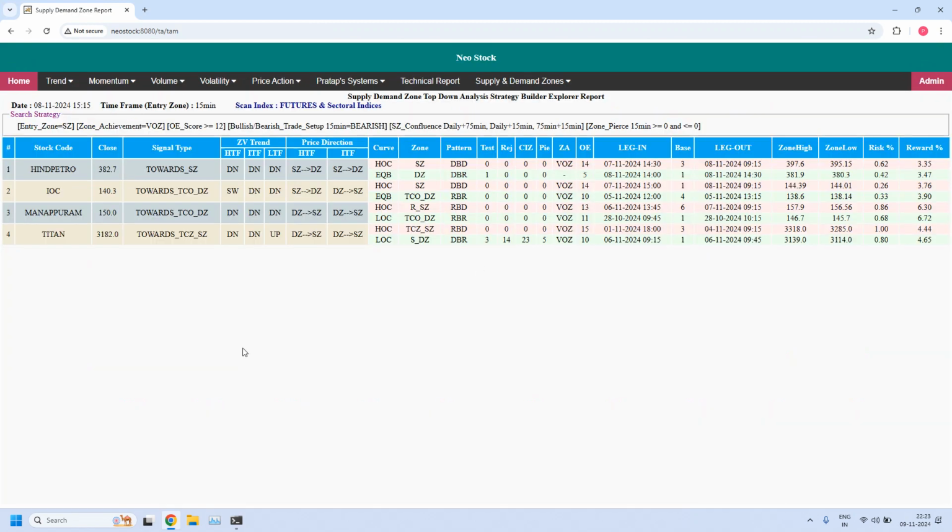we got 4 stocks. In these 4 supply zones, these 15 minute supply zones are part of the 75 minute supply zone. Both together again part of the daily supply zone. And the daily trend is down except the second one. Remaining 3 stocks, daily trend is down. If any of these 3 stocks are having a daily EMA confluence, they are even more high probability setup.